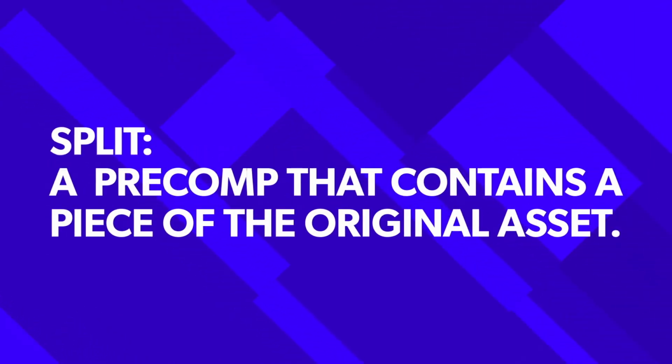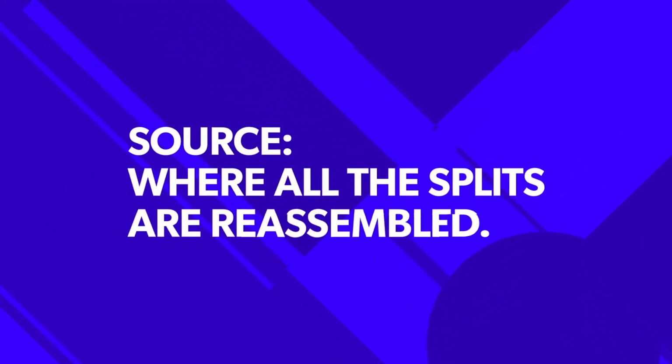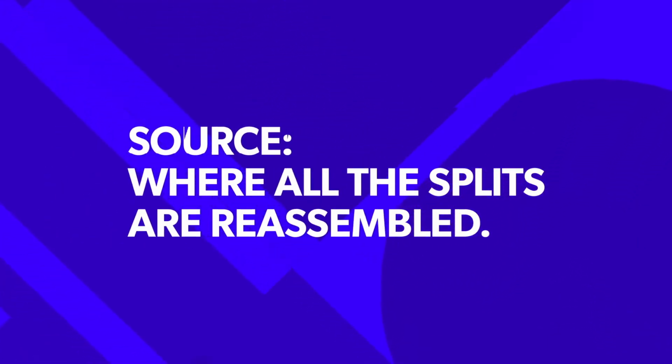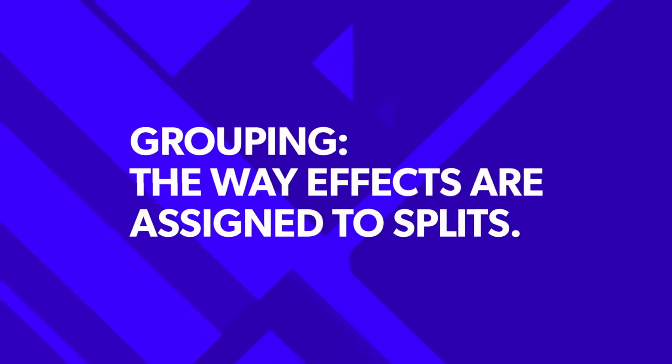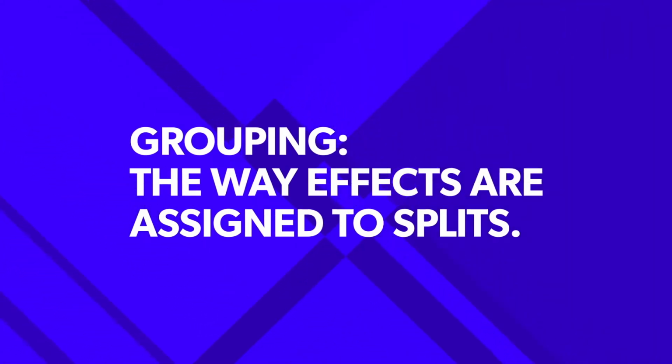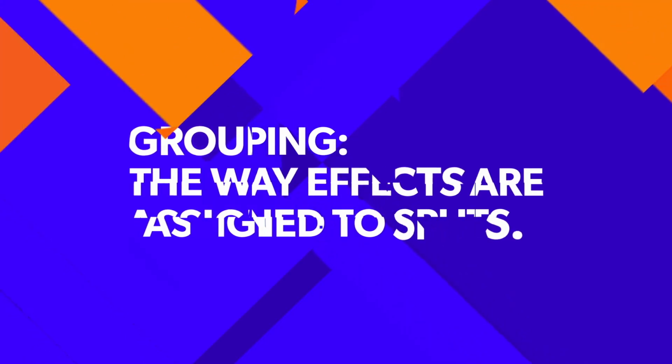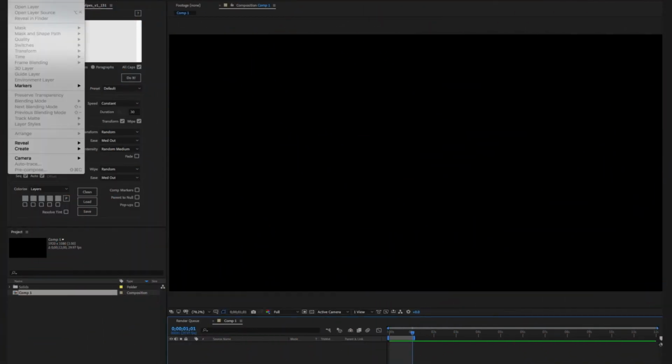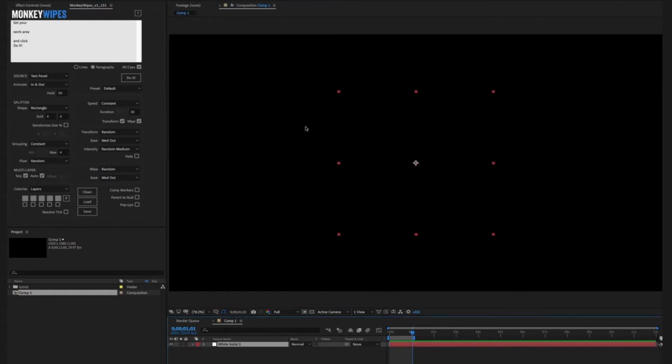The split is a pre-comp that contains a piece of the original asset. The source is where all the splits are reassembled. The way effects are assigned to the splits is called grouping. This is really the core of how the animation will look, and you'll see how grouping ties in with most of the other sections. To understand the process, it's best to start simple and do a bunch of quick builds.